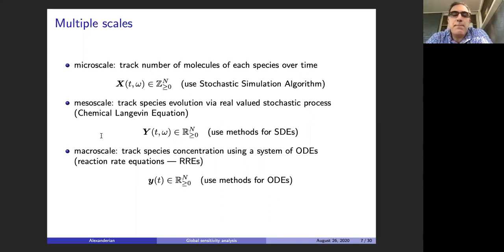At the macro scale level, you track the species concentrations using a system of ordinary differential equations. Now that macro scale model here is going to be a deterministic model. And we'll see a little bit more about it in a minute. So these are the different scales that I consider here.